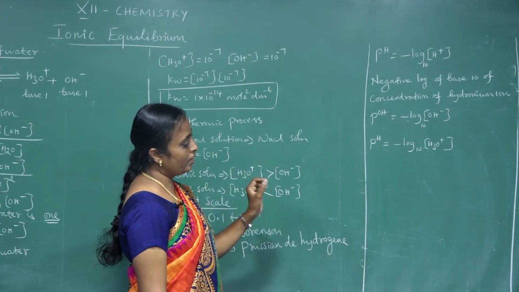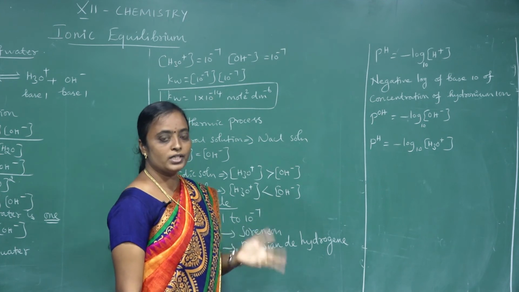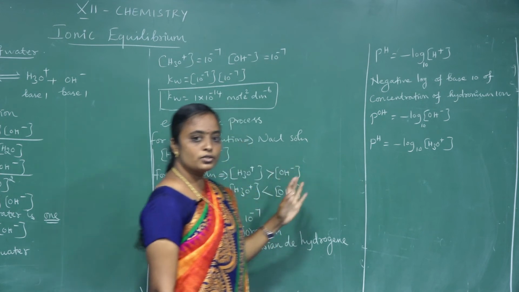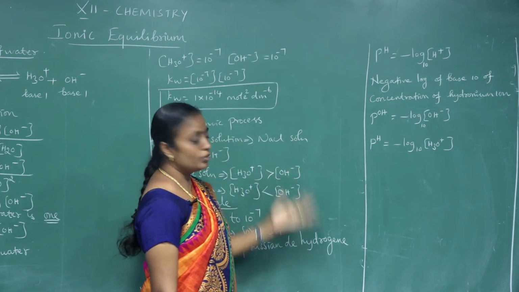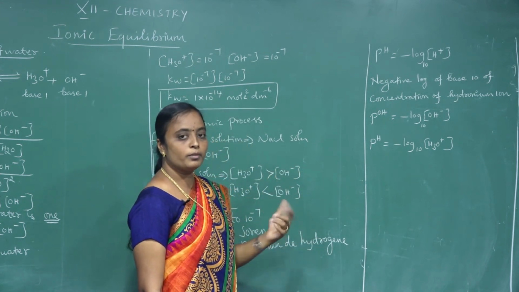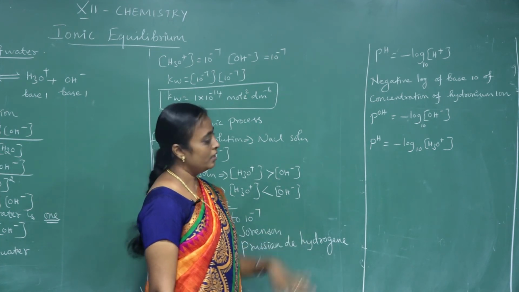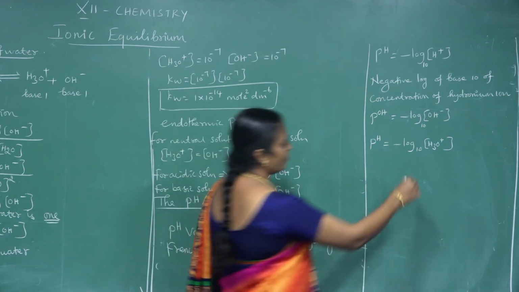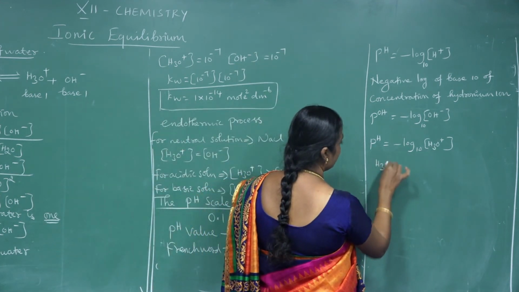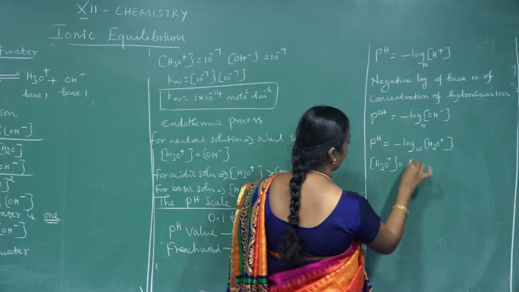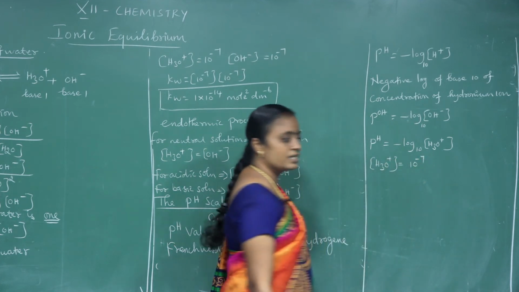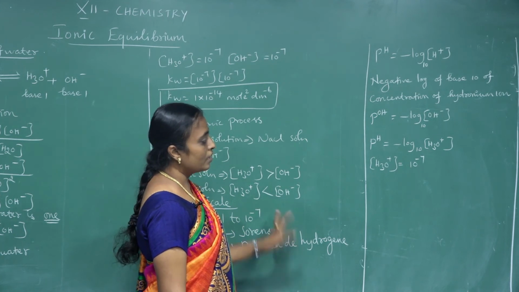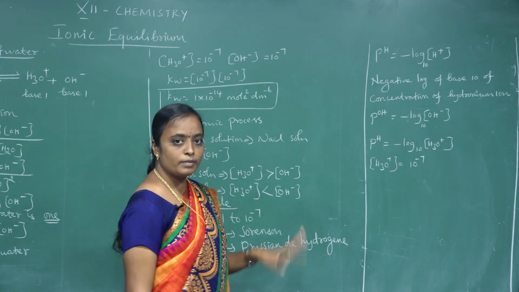So next for a neutral solution, how can you get the pH value? We know that the pH value for acidic solution should be less than 7, for a neutral solution equal to 7, and for a base solution above 7. So for a neutral solution, how can you derive the pH value? Concentration of hydronium ion, I am going to substitute 10 power minus 7, because we know the concentration of hydronium ion is 10 power minus 7, and the concentration of hydroxyl ion is also 10 power minus 7.